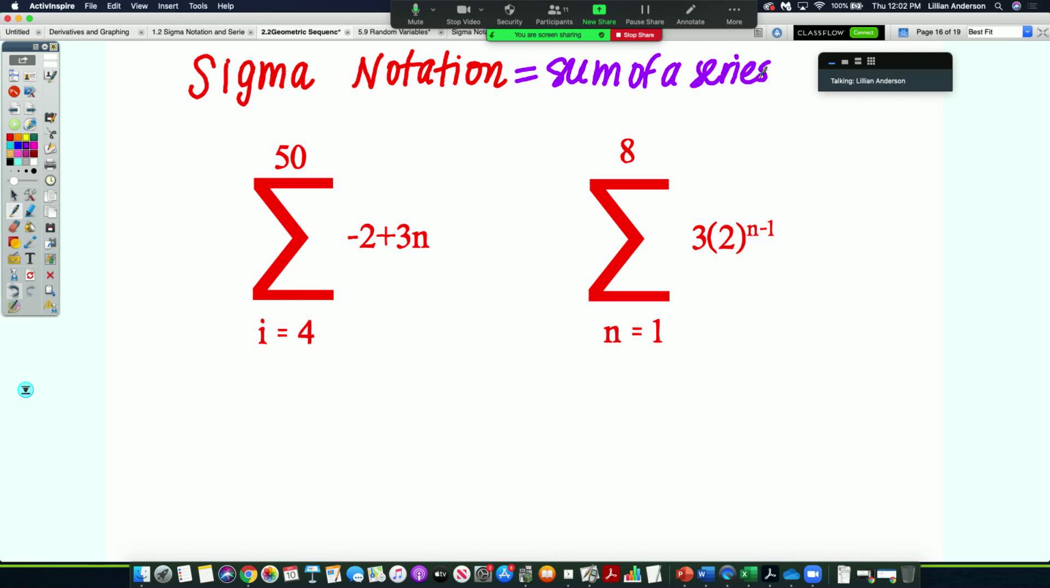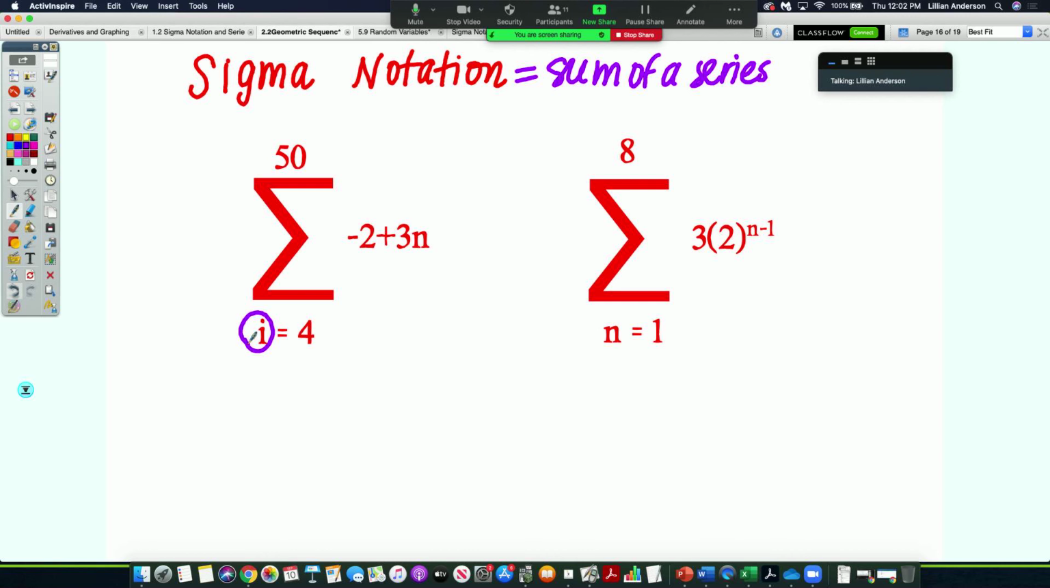On the board, you see two examples of sigma notation. The Greek letter sigma is the E-looking symbol that you see here, the two symbols that you see. Whenever you see that sigma symbol, that means you are finding the sum. At the bottom of the sigma, there's always a variable equals a number.